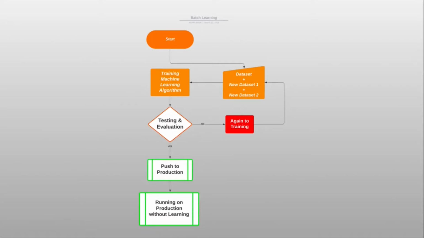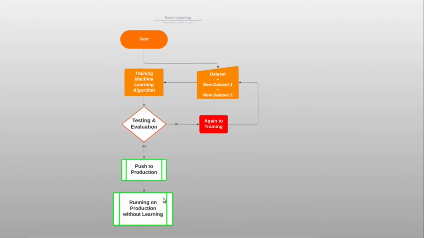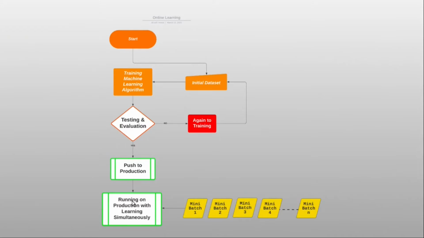So now you know about the major disadvantages of batch learning. Now we are going to see about online learning, and then we will see how the online learning strategy overcomes this major disadvantage of batch learning. The key difference between batch learning and online learning is, in batch learning, if a model is pushed to production, it never learns further. But in online learning, except for the initial learning, all further learning will be done while the model is working in production. So this is the key difference between batch learning and online learning.